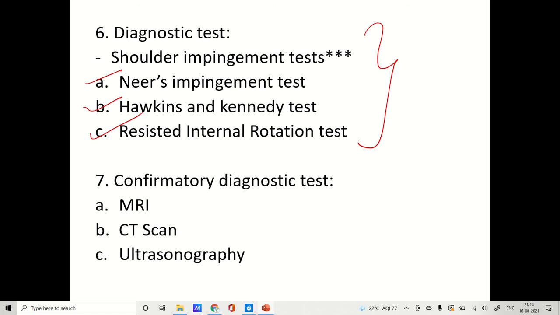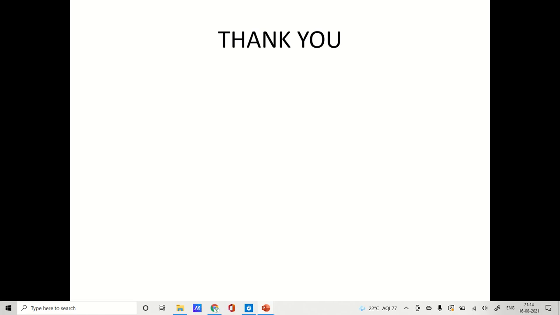So better to go with the confirmatory diagnosis, that is your MRI, CT and ultrasonography. MRI is used for soft tissue, CT is used to differentiate between normal and abnormal, ultrasonography again for soft tissue. So, not solely, importantly it will diagnose whether the soft tissues are affected or not. So this was your first part.